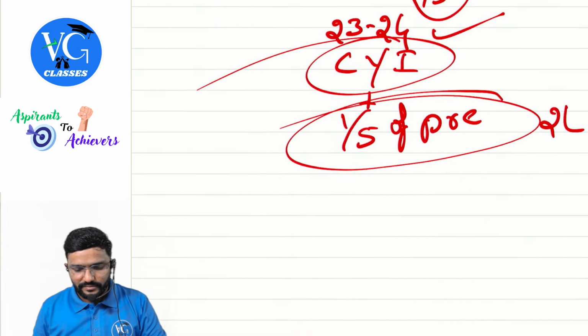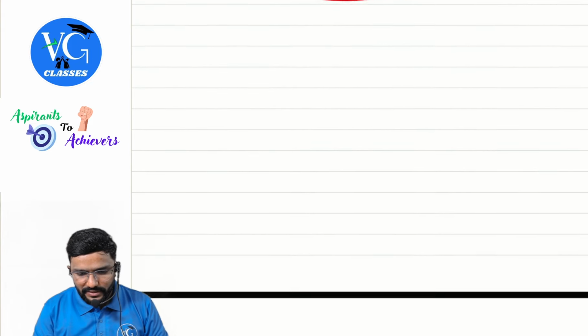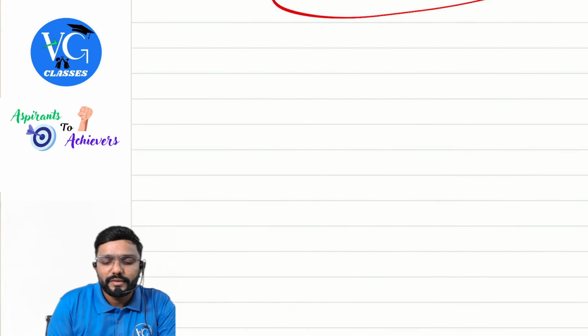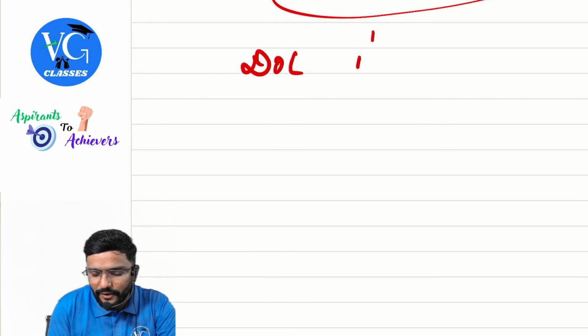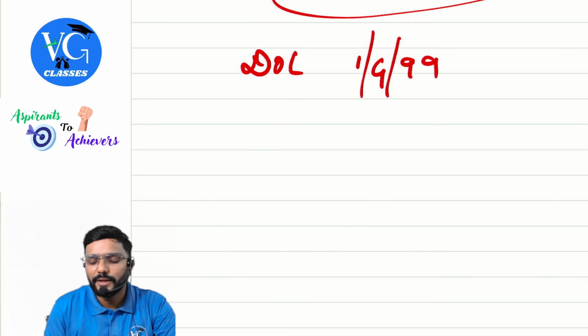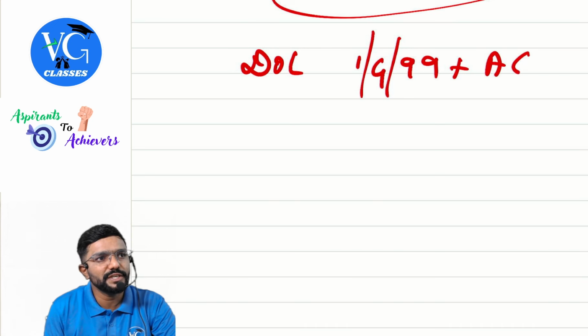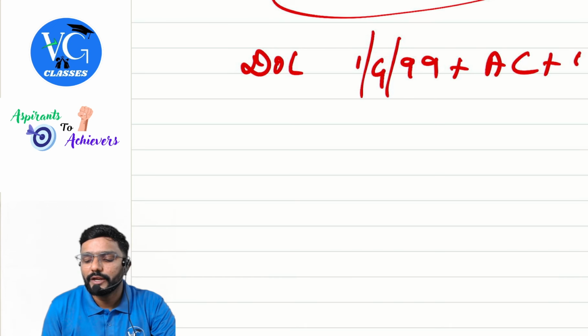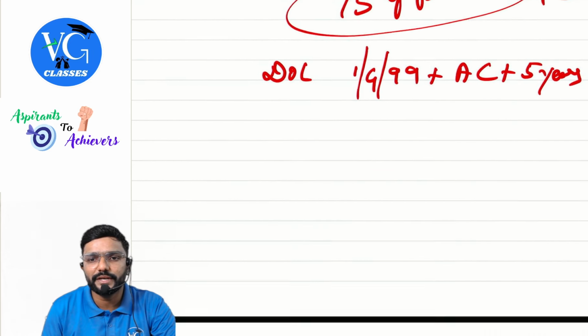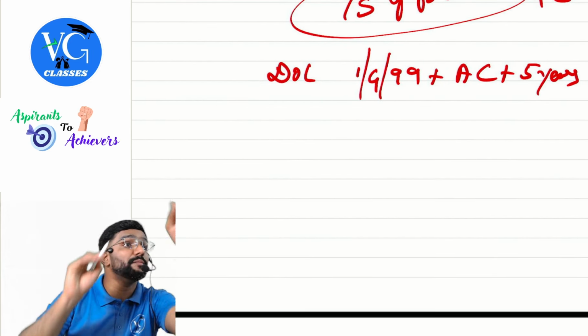Guys, listen here. What are the conditions? Date of loan should be on or after 1st April 1999. Plus, loan should be taken for acquisition or construction. Plus, construction should be completed within 5 years. 5 years from when? Important.